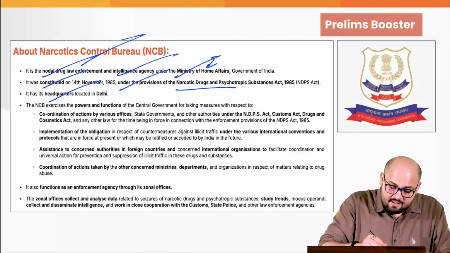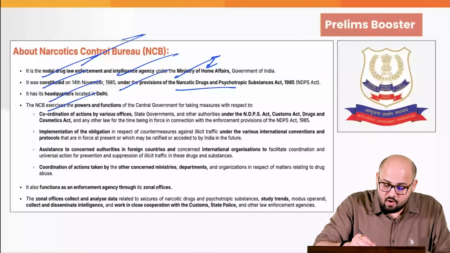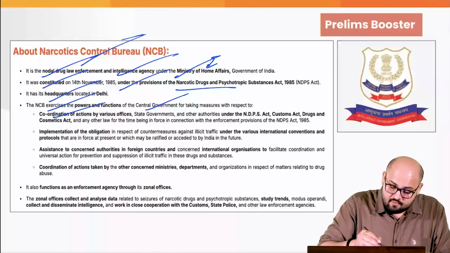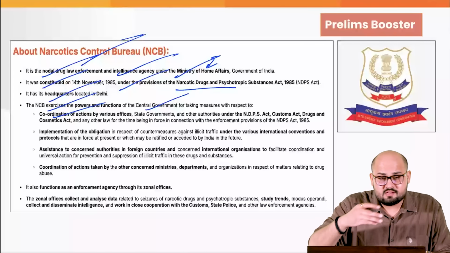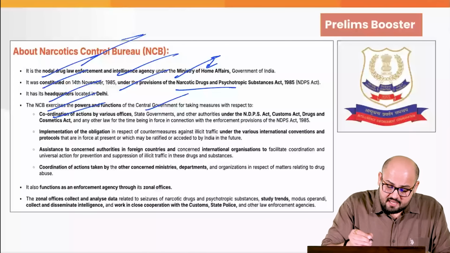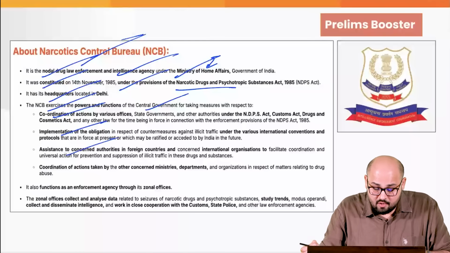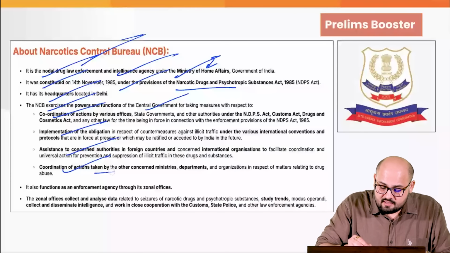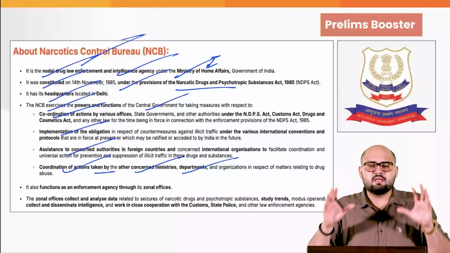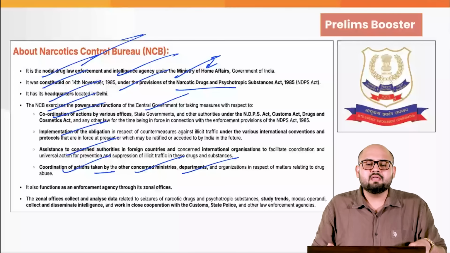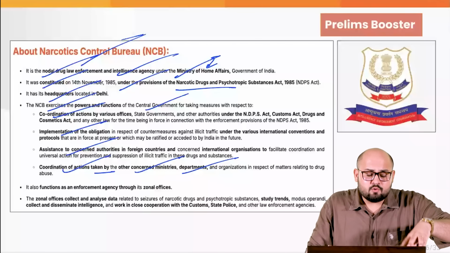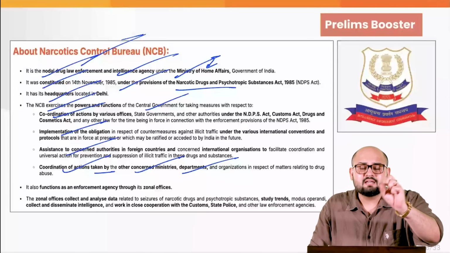headquarters in Delhi. NCB exercises the power and functions of the central government and takes different measures: coordination of actions by various officers and state governments and other agencies, implementation of the obligations, assistance to the concerned authorities in foreign countries, coordination of actions taken by other concerned ministries, departments and organizations. See, the very objective of the NCB is basically to do the investigative part and to come up with these operations so as to nab the culprits, right?